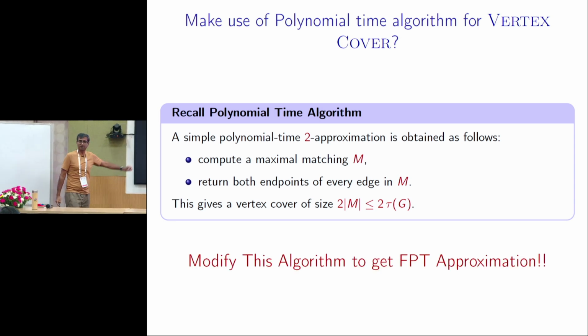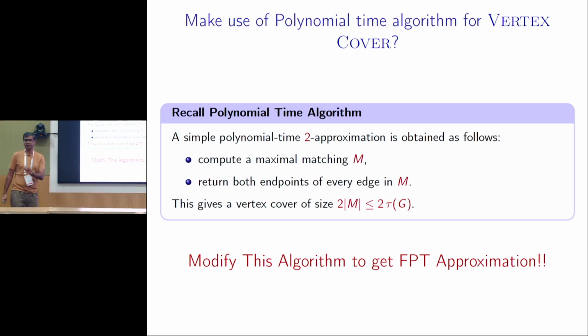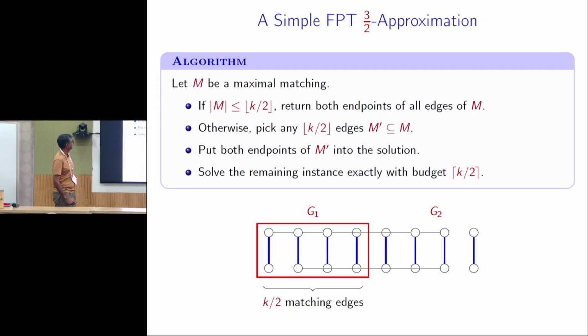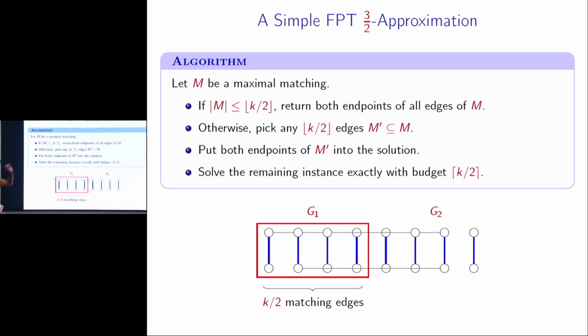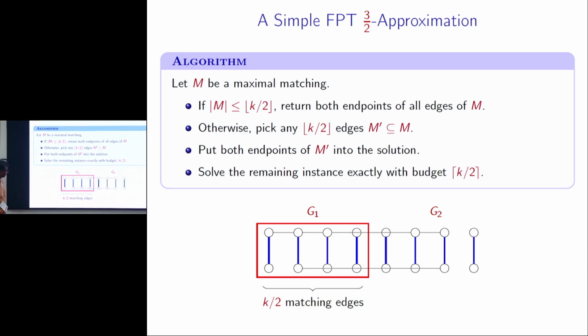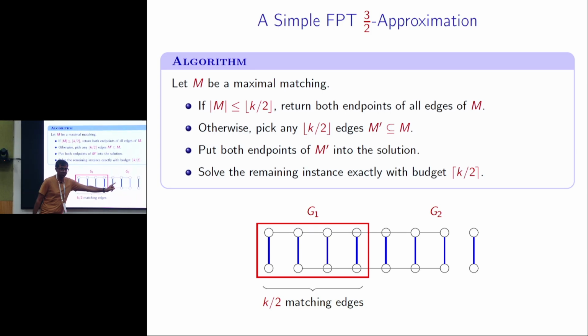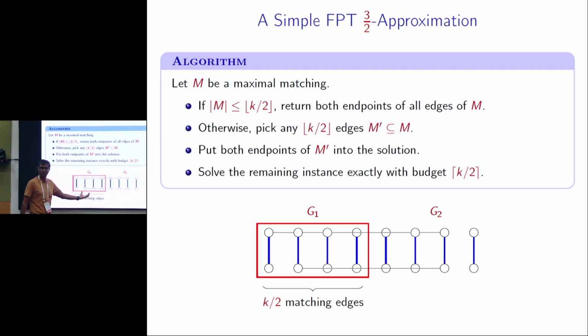I'm going to modify this algorithm to give you an FPT approximation. How? It's very simple. Let M be a maximal matching. I'm going to give you a 3/2 approximation. So what I do is that I find this maximal matching, I pick any k/2 edges of this, and take both endpoints of these.